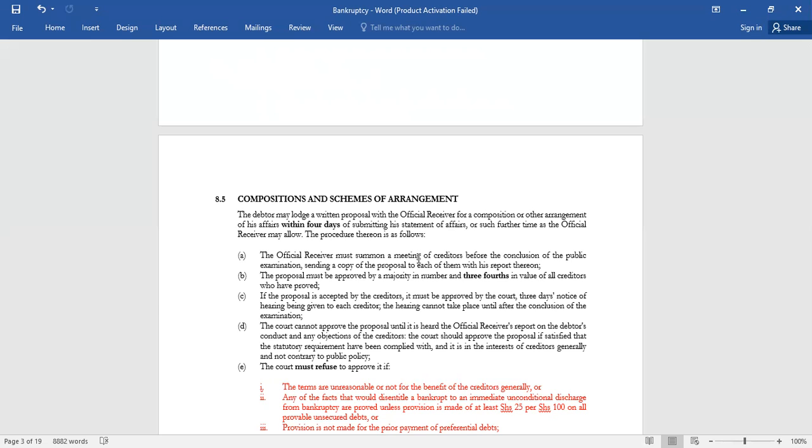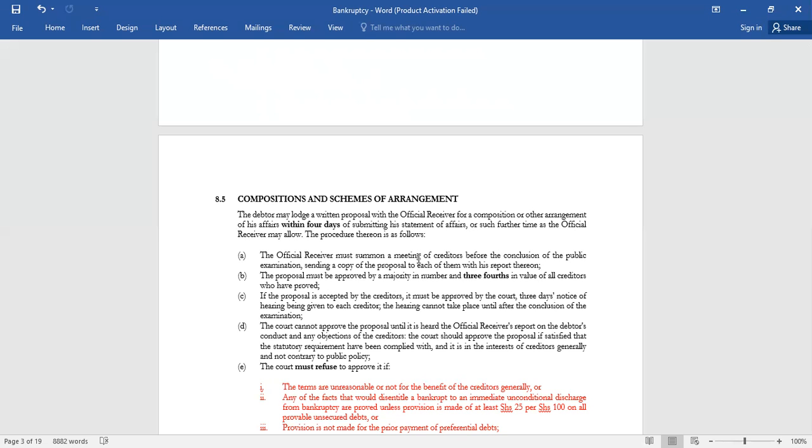So they'll say, look, this guy has agreed that he will be honoring his debts on this and that date. So they'll serve all the creditors with the scheme of arrangement that the debtor has proposed. So the proposal must be approved by a majority.